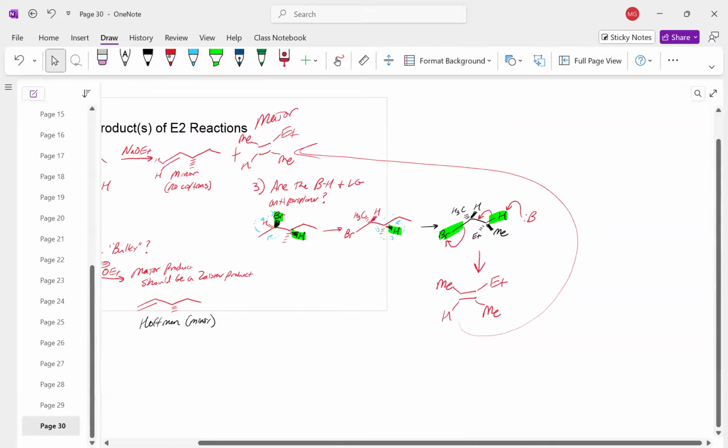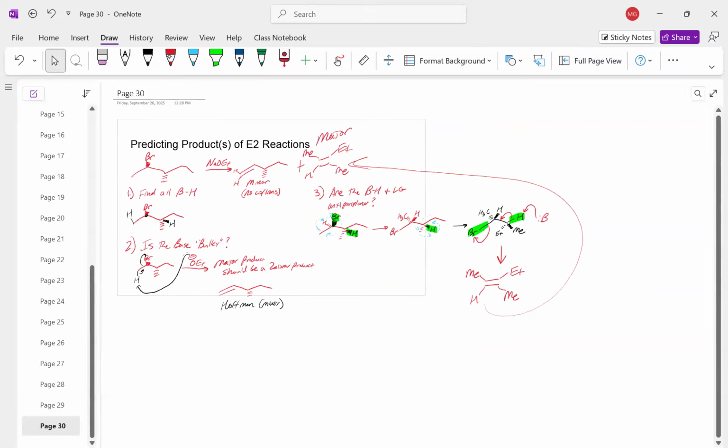So I recommend going through problems like this on the problem set, and finding examples in your textbook or online, because this is as complicated as it gets when it comes to elimination: dealing with the stereospecificity of the E2 reaction.